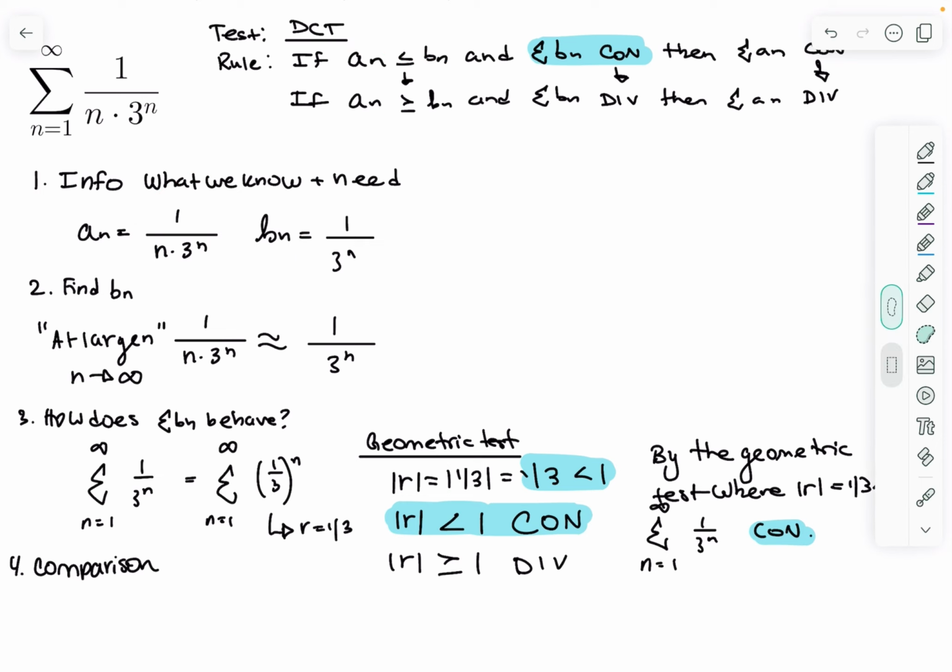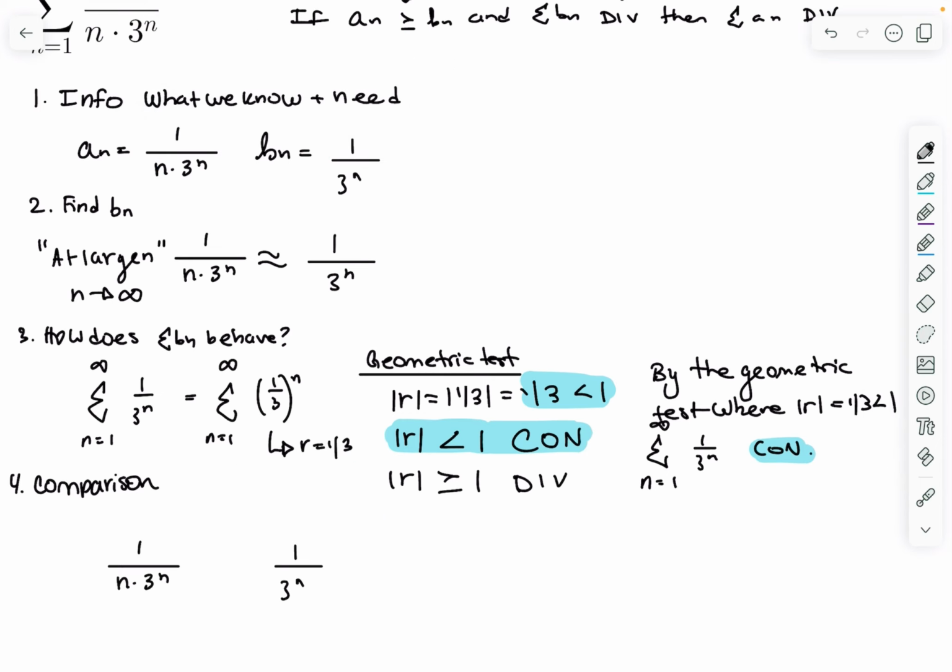So I'm going to take A of n, and I'm going to take B of n. I'm going to put a circle right in the middle, and I'm going to compare the two. I notice that the numerators are the same, so all you're really doing is comparing the denominators. This one is obviously bigger than this denominator, because this one has an n being multiplied to the 3 to the n. And so because this denominator is bigger, that makes this whole fraction smaller than this fraction. And so therefore, A of n is less than or equal to B of n. So we've met this condition over here.